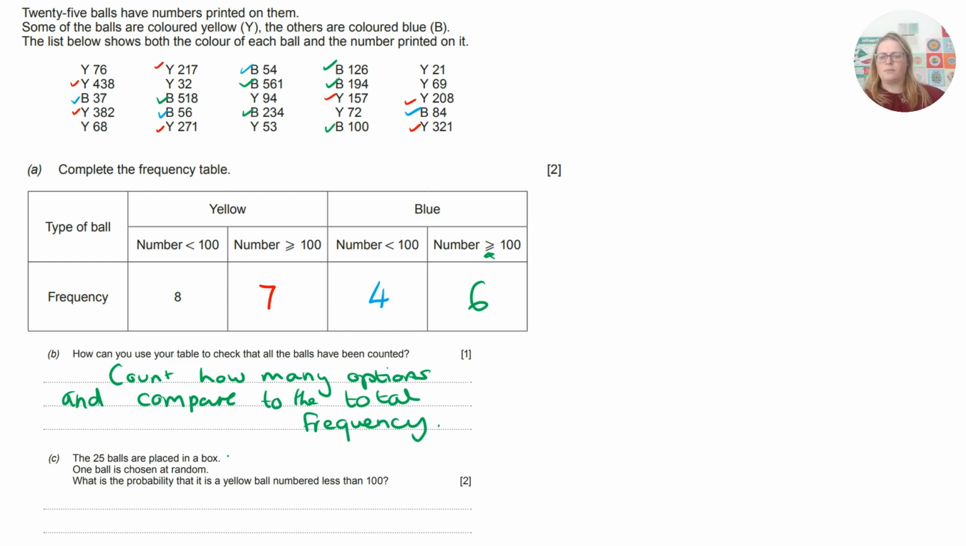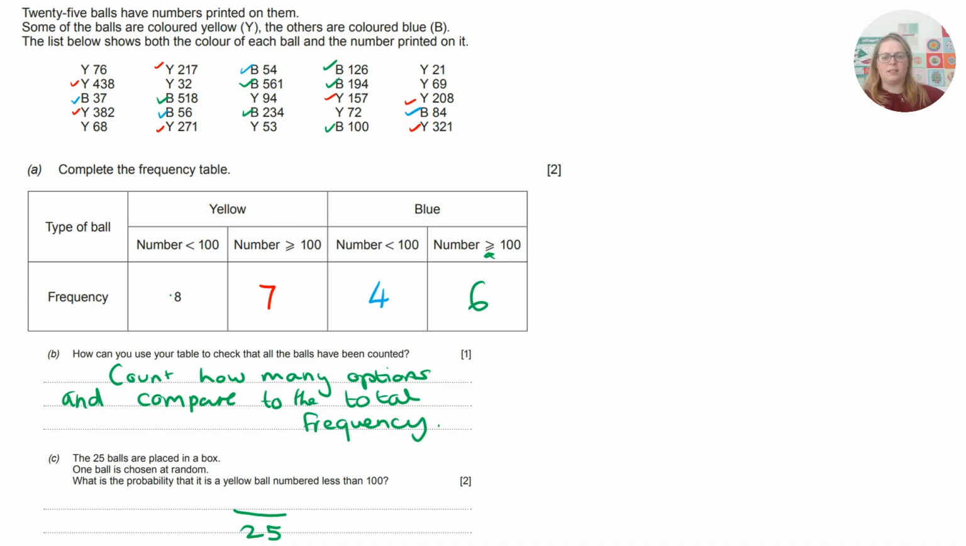That one's done. So 25 balls are placed in a box. One of the balls is chosen at random. What's the probability that it's a yellow ball less than 100? Well, it's told us it's 25, and we already know the 25 because we've added them up. So out of those 25 balls, we're looking at how many are yellow and less than 100.